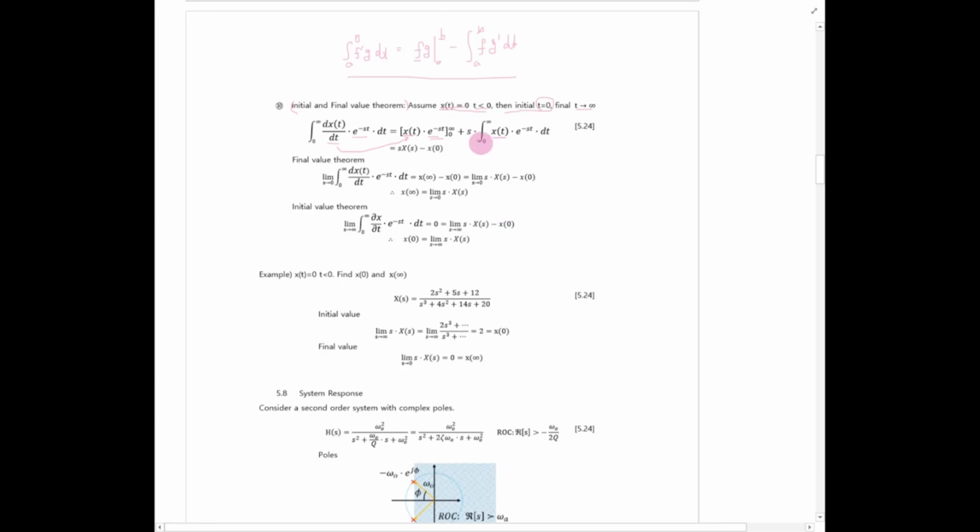We use the same thing over here. Then this part is the Laplace transform of x(t), so that's why it is given like that, and infinity is entered here. It is converging in the region of convergence, so only x(0) remains here. And by use of these equations, we can find the initial and final value.